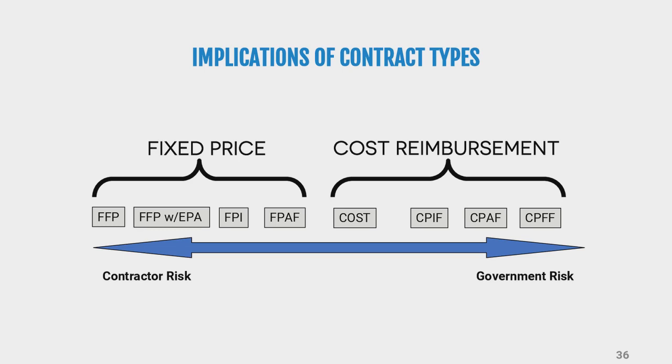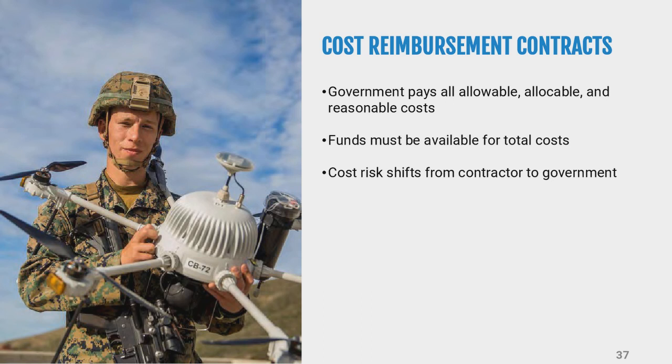But when you go to cost reimbursement, then the contractor is not actually on the hook most of the time to deliver anything. It's your best efforts to give the government what they want. So all of the performance risk and the cost risk are transferred to the government to the extent that we have funding. Continue. Next slide, please.